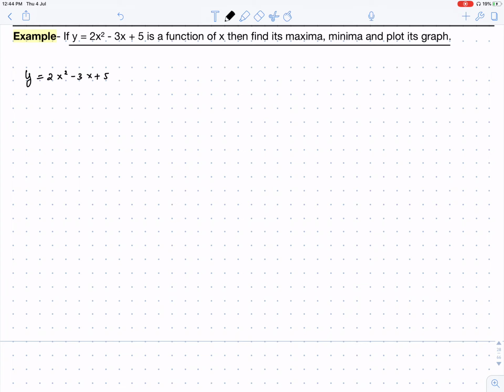To do that, firstly, we have to ensure certain points called critical points. Now, the critical points are categorized into two categories, one endpoints, another turning point. Let's start with the endpoint.